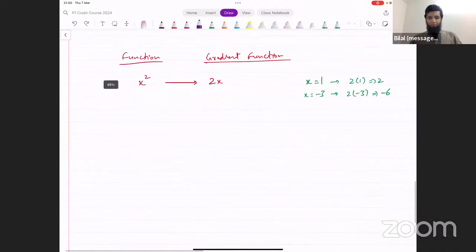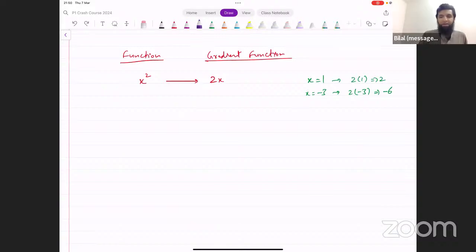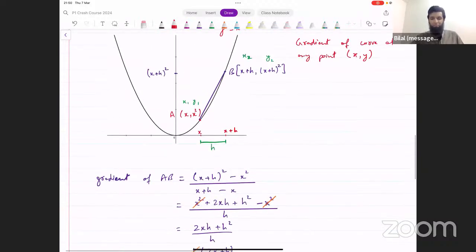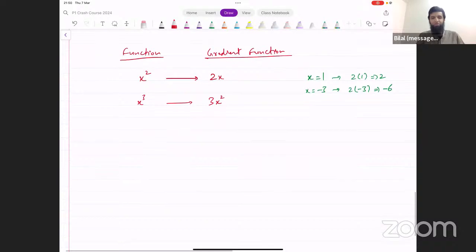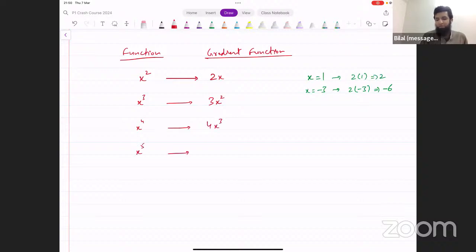Now, for x squared, we are getting 2 times x. Now, if we were to repeat this whole process for another function, which is x cubed, you would get 3x squared for that. So repeat exactly the same process on that. That will give you 3x squared. If you do that with x raised to power 4, that will give you 4x cubed. If you do that process with x power 5, that's going to give you 5x raised to power 4.